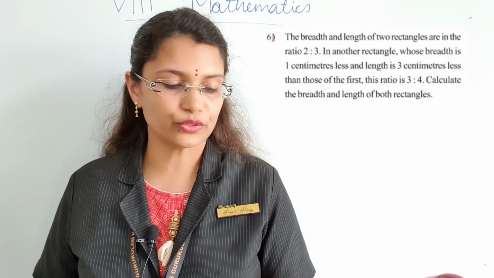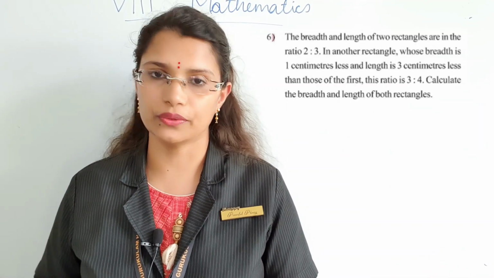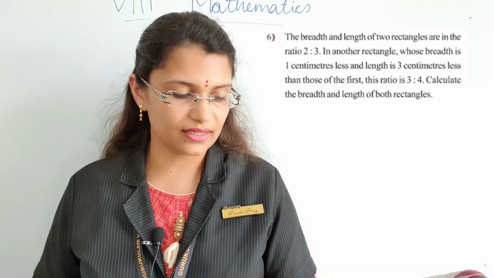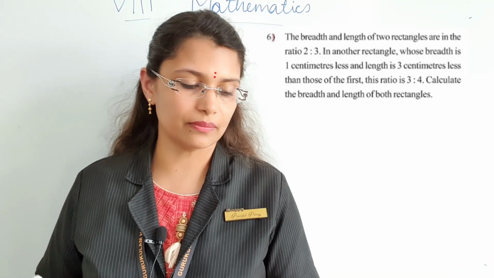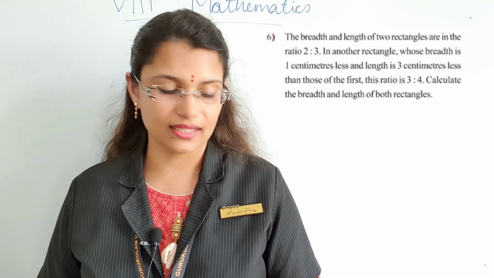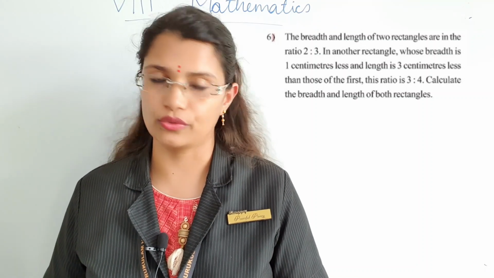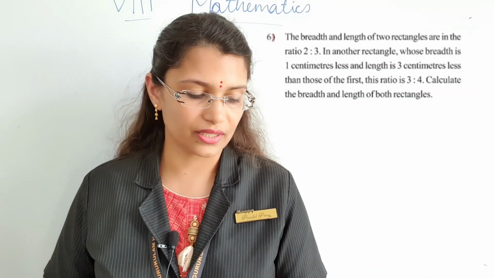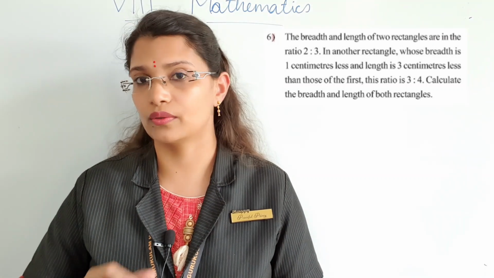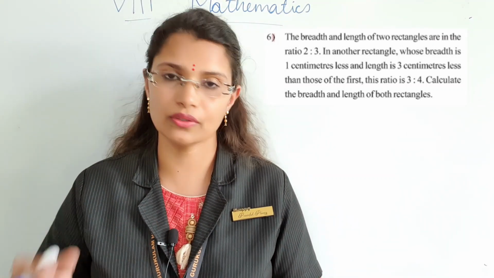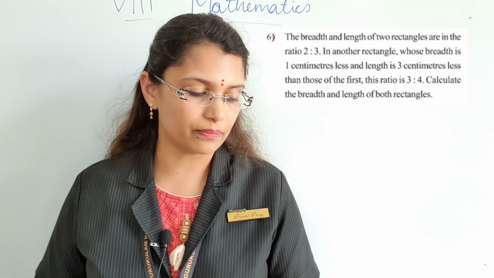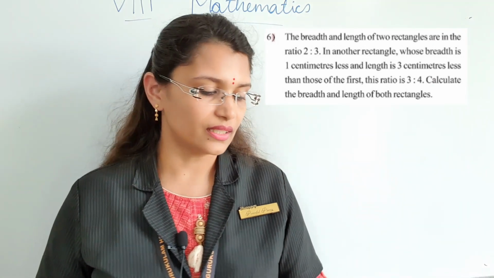Children, sixth question. The breadth and length of two rectangles are in the ratio 2:3. In another rectangle whose breadth is 1 centimeter less and length is 3 centimeters less than those of the first, this ratio is 3:4. Here also changing relation. The ratio changed. Calculate the breadth and length of both the rectangles.